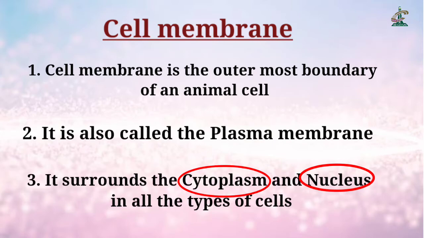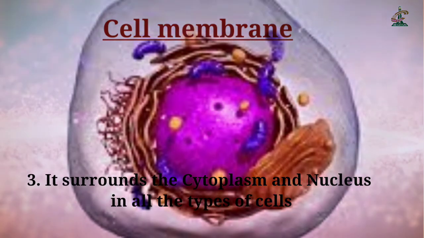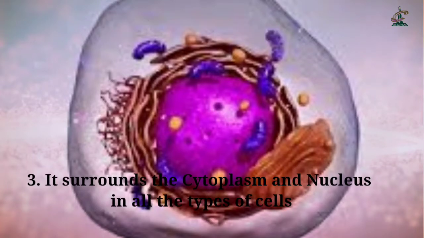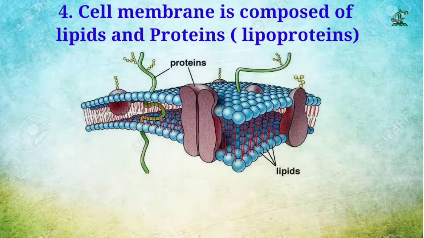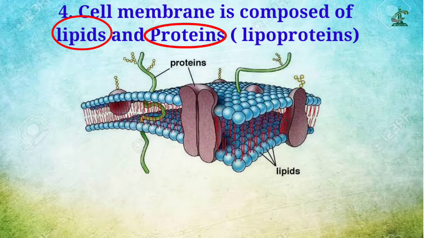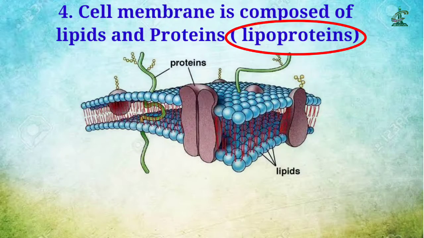You know beta, you can see in the image that the cell membrane is surrounding the cytoplasm and the nucleus. You can see that the cell membrane is surrounding the cytoplasm and the nucleus. Okay? Beta, point number 4 is that the cell membrane is composed of lipids and proteins. It is also called lipoproteins. What does it mean?